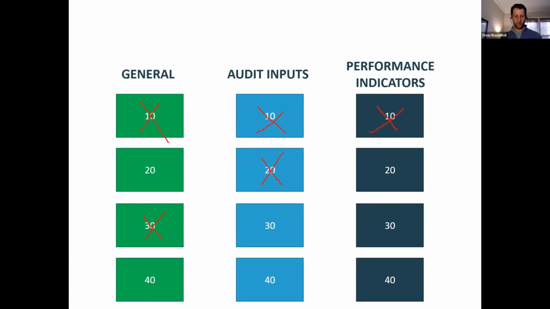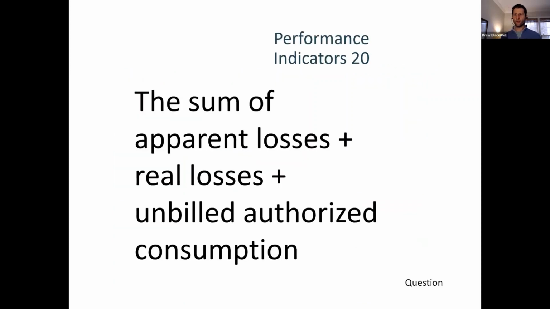All right. Performance indicators for 20, I believe, is what you said. The sum of apparent losses plus real losses plus unbilled authorized consumption. What is unaccounted for water?